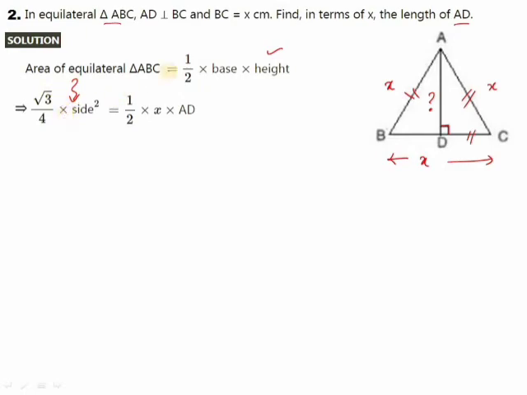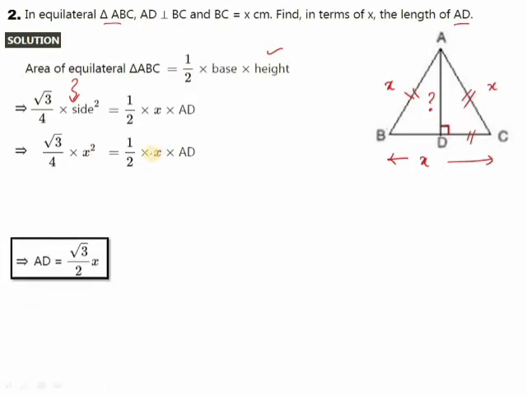In this diagram your base BC is x and your height is AD, isn't it? So that's why in place of height I have written AD here. All of you know that the measurement of each side is x, right? So that's why I have written x square.